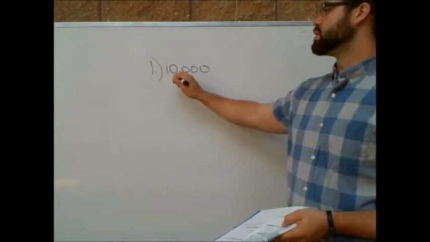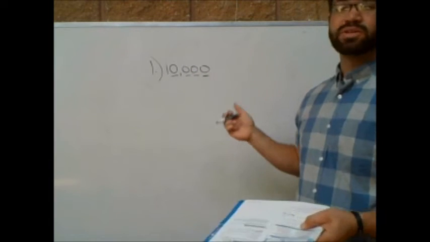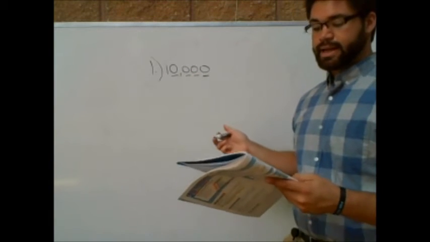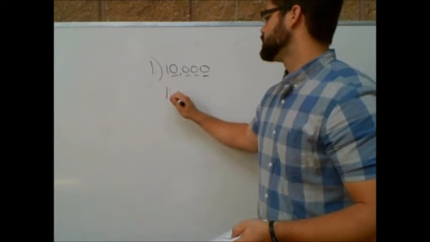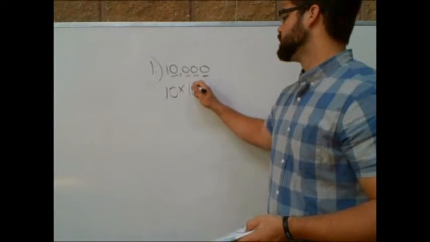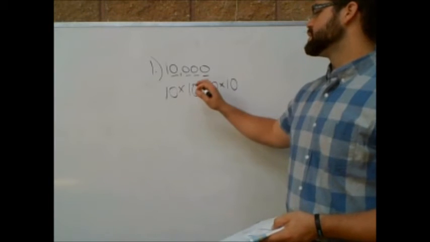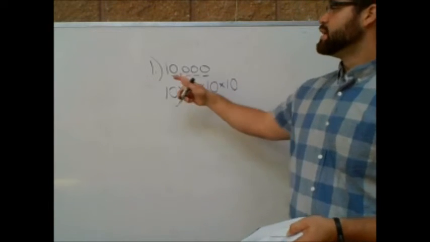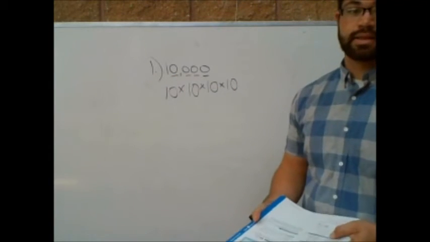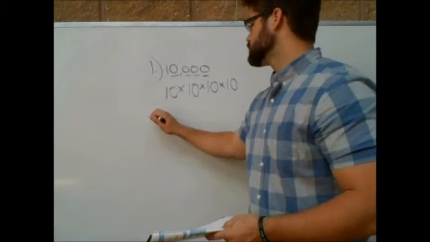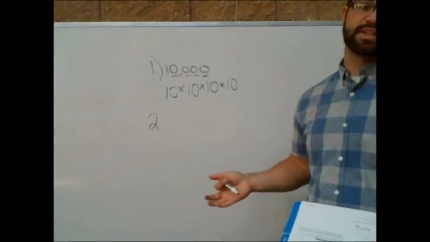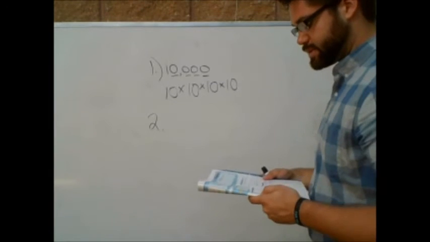So what I'm going to do is look at my count. 1, 2, 3, 4, there's 4 zeros. So writing that as repeated multiplication, you remember there's going to be 4 tens. 10 times 10 times 10 times 10 is going to end up being 10,000. So again, all we have to do there is count the zeros. It makes it nice and quick and painless.